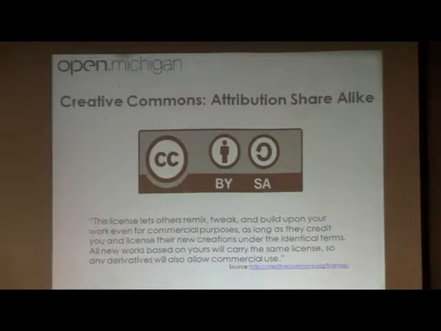So this one is Attribution ShareAlike, which means that when somebody uses your work, they need to apply the same Creative Commons license to it. You would like them to keep attributing you for the work and to share it under the same agreement. So it tries to foster that good practice of using these licenses and attributing your work. It's created to encourage that behavior.